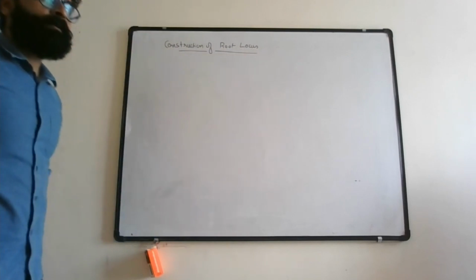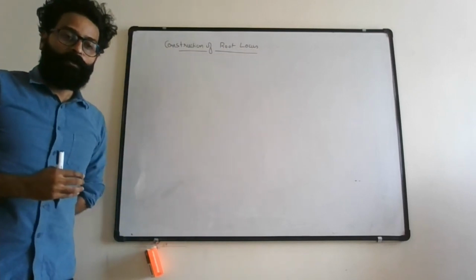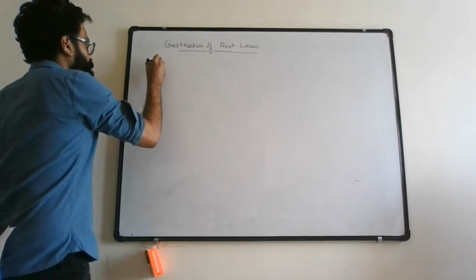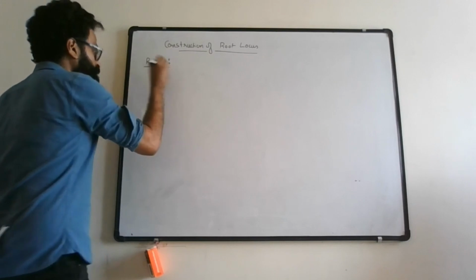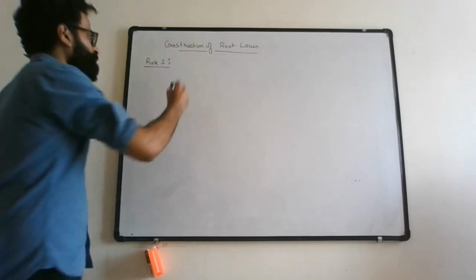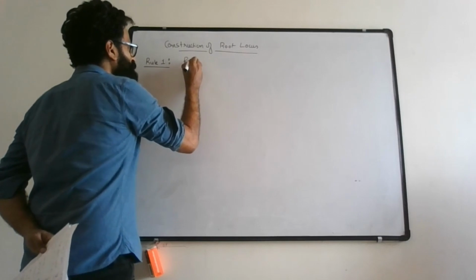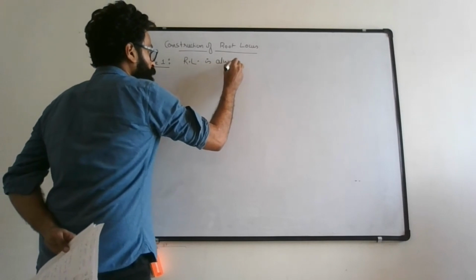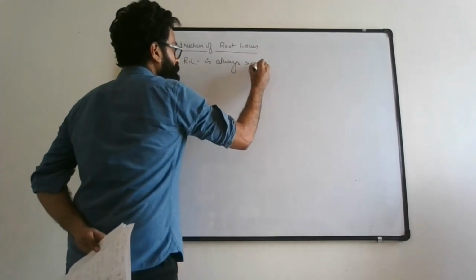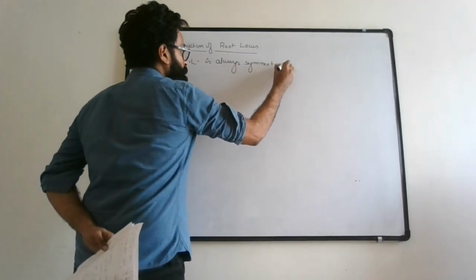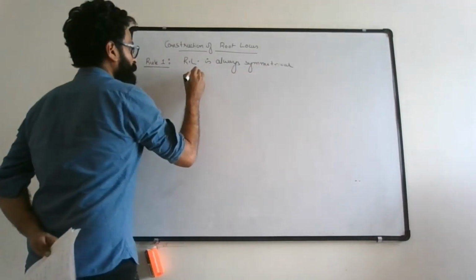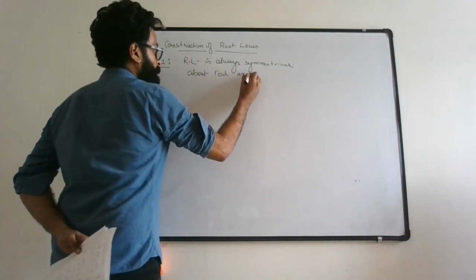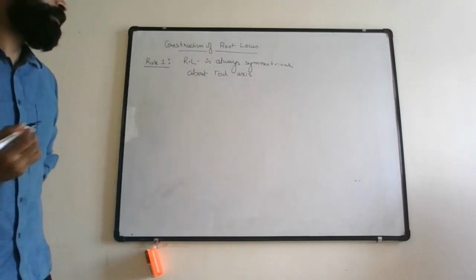Let us look at the various steps which are involved in constructing a root locus. So rule 1 is about symmetry. Root locus, in short RL, is always symmetrical about the real axis. Okay, and I have given an example also.